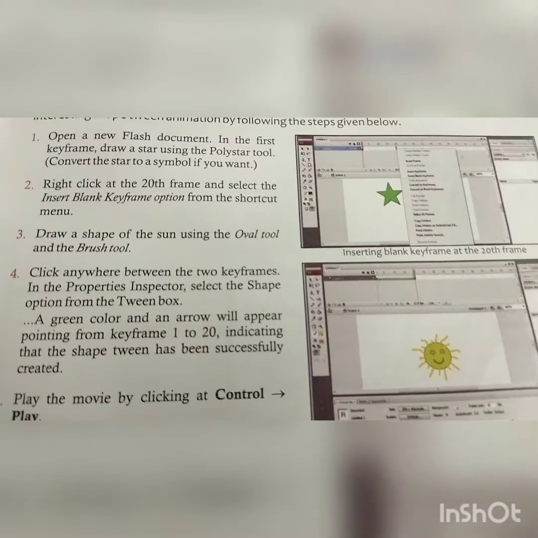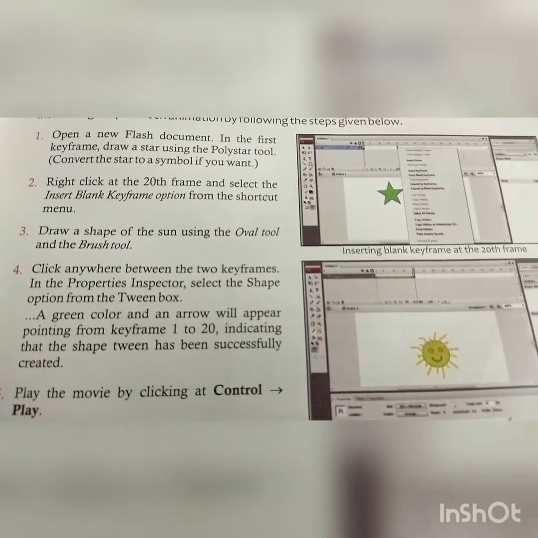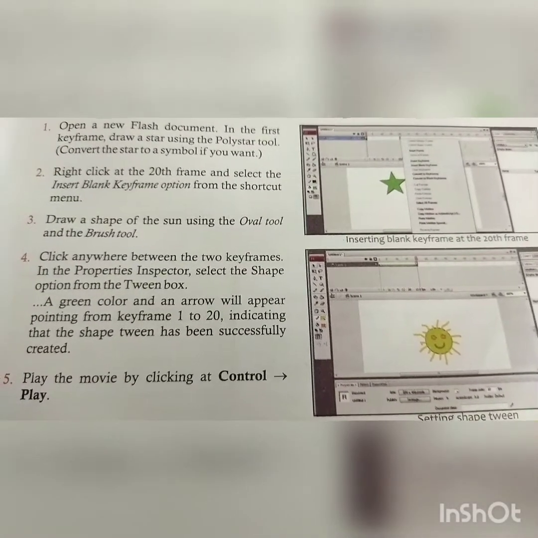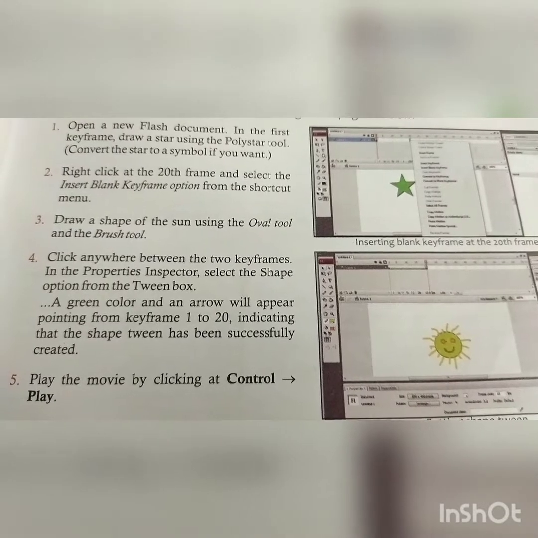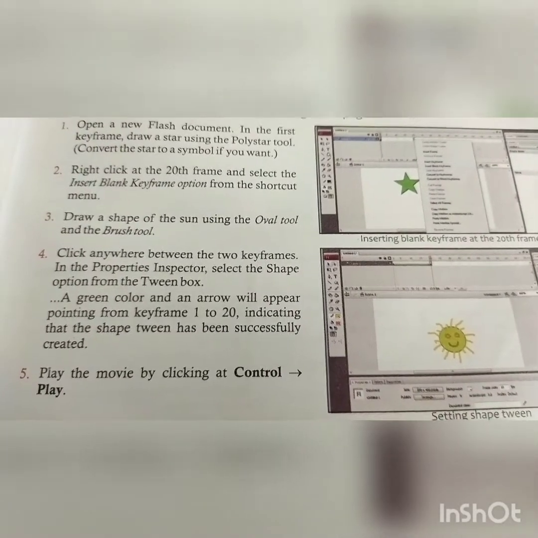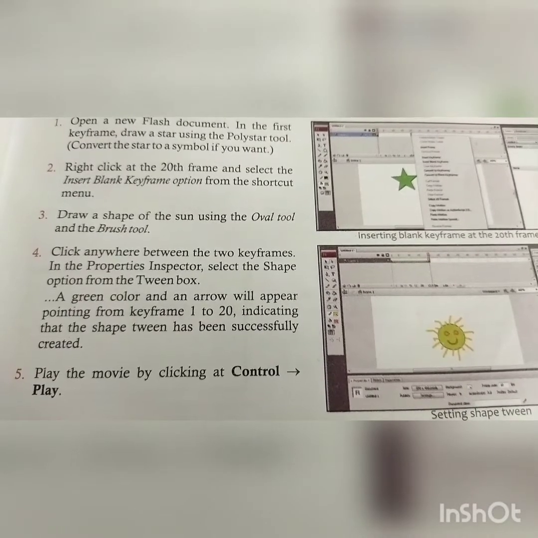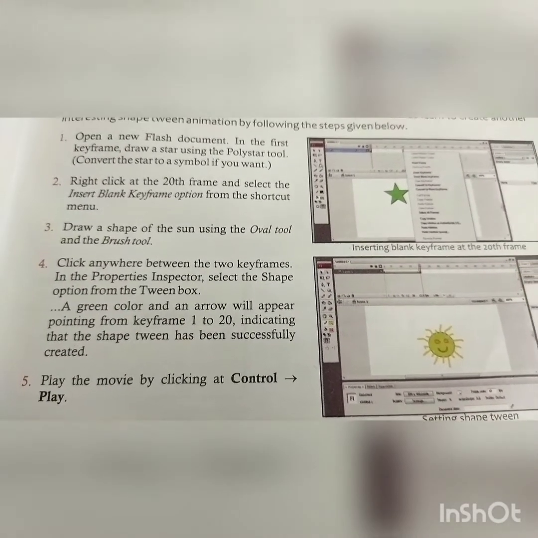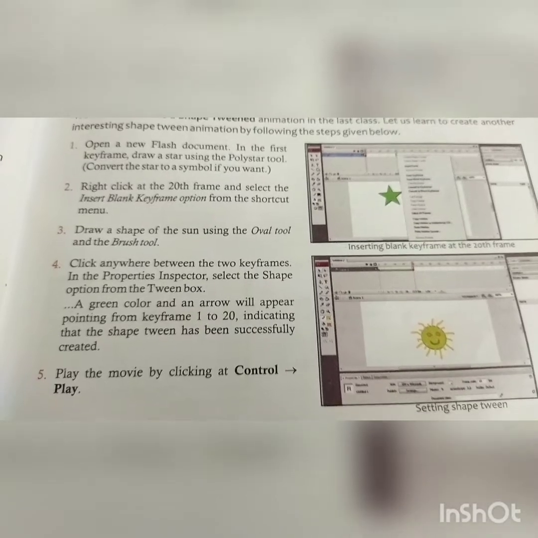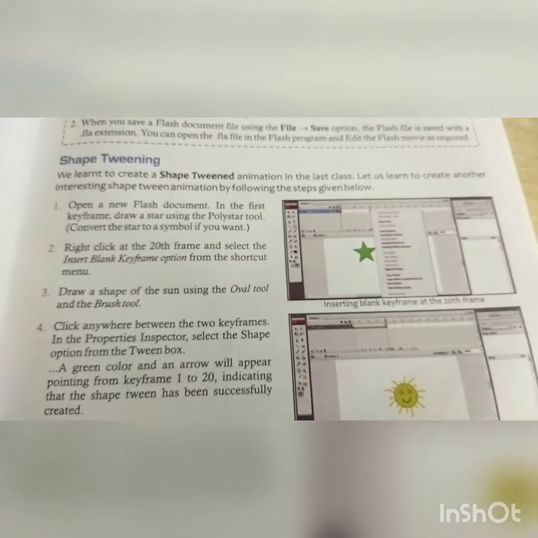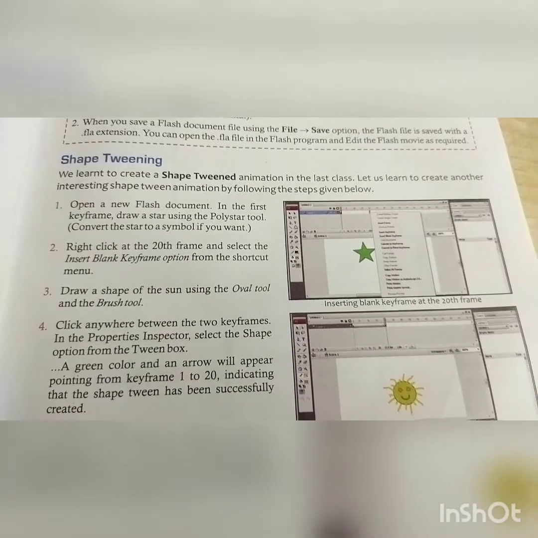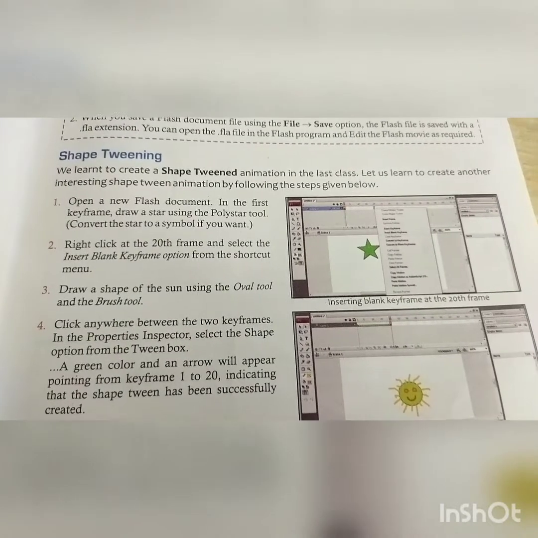Then click anywhere between the two keyframes and in the property inspector select the shape option from the tween box. A green color and an arrow will appear pointing from keyframe 1 to 20, indicating that the shape tween has been successfully created. After that, play the movie by pressing Ctrl plus Enter. So these are the two parts of the animation: first, motion tween animation, second is shape tweening.